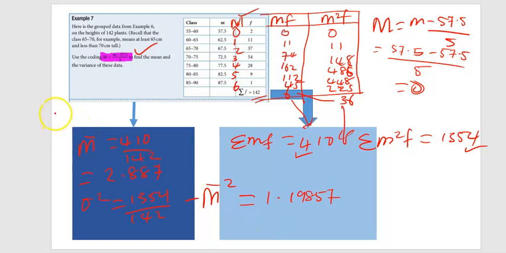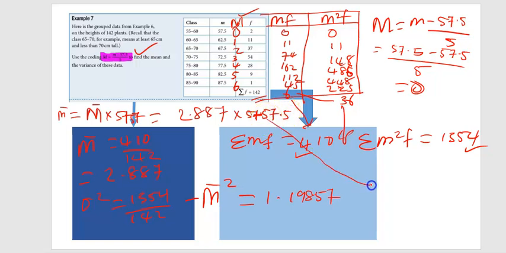So to find the mean and variance of the original data, we decode. Small m is equal to the capital M bar multiplied by 5 plus 57.5, because we have M minus 57.5. So small m will be M bar times 5 plus 57.5, which is 2.887 times 5 plus 57.5, and you should get your final answer as 71.9.